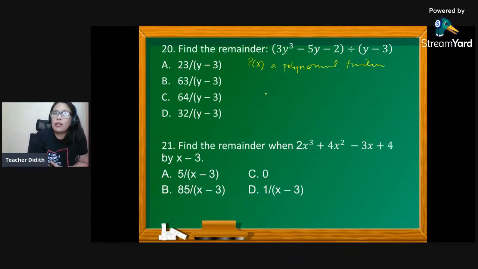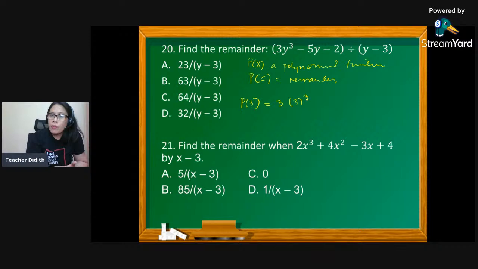And then c is any real number, then we solve for p of c. So, p of c is the remainder. So, what we're going to do here is to solve for p of 3. Y minus 3 equals 0, so y equals 3. So we will solve for p of 3, and that is the remainder. So this is 3 times 3 cubed minus 5 times 3 minus 2. Whatsoever the value will be the remainder.